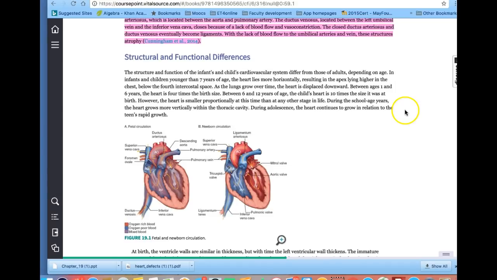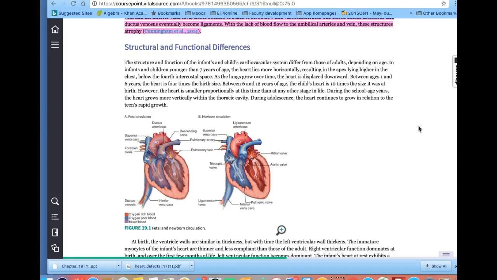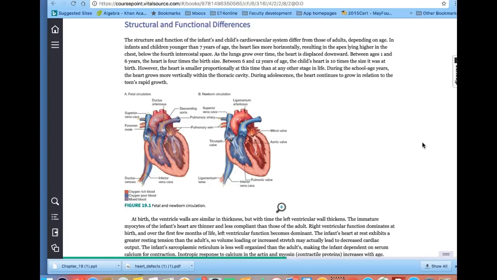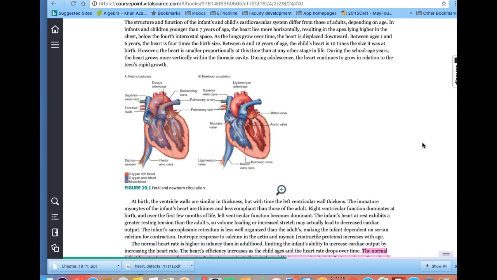Okay, so here there are some structural and locational differences in the infant's and the child's cardiac structure and the adult's. It starts out that the heart kind of lays down on its side, and then as the child grows, it rotates into position between 6 and 12 years of age. It rotates to where it's in a normal position, like an adult position. So just know it starts out laying down and then ends up in an upright-ish position.